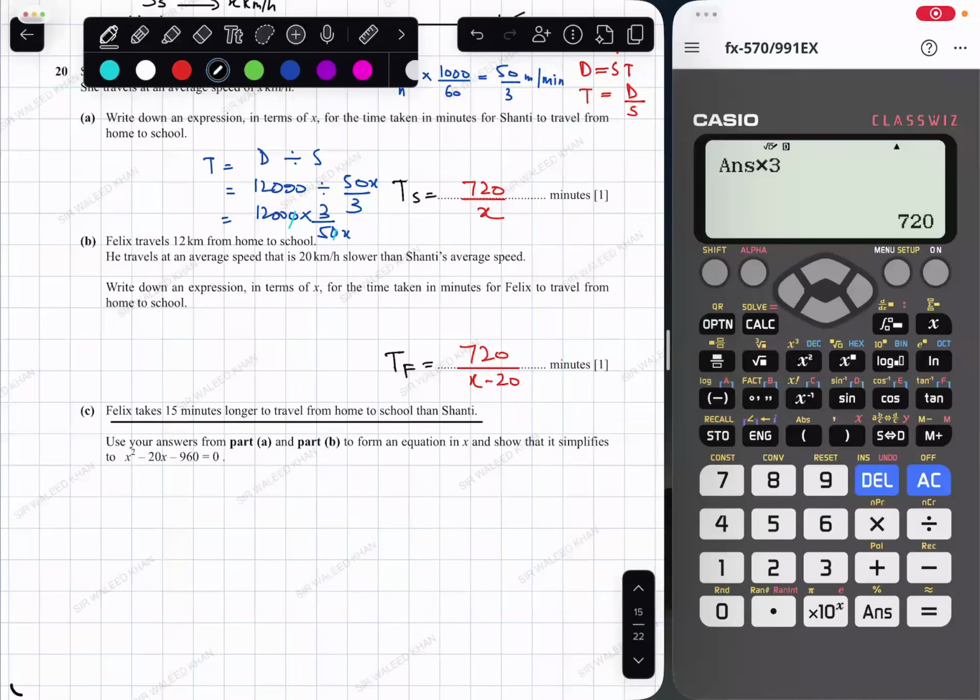You can apply the formula. Okay, which formula? Wait, not the formula. You can subtract the equations, like you can subtract 720 by x from 720 by x minus 20. Yes, I can do that. But tell me, who is taking more time to reach? Who is slower? Felix. So should the bigger value be subtracted from the smaller? Yes. So whose value is bigger?